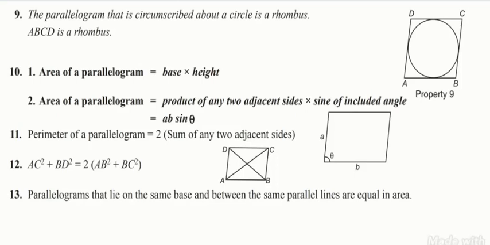A parallelogram that is circumscribed about a circle is a rhombus. ABCD is a rhombus. Look at the figure here. Now the parallelogram is lying outside of the circle. If a circle is touching the sides of the parallelogram, then that parallelogram is nothing but a rhombus. Two points to remember: if a parallelogram lies inside the circle, it is a rectangle; if it lies outside the circle, it is a rhombus.